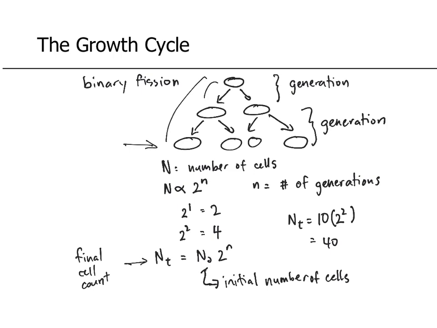So this equation here is key, and this is how we calculate the number of cells. Now, this is only for exponential growth, and we're going to go through different growth phases in a minute, but just so you know, this equation is for exponential growth. Any questions about this so far?